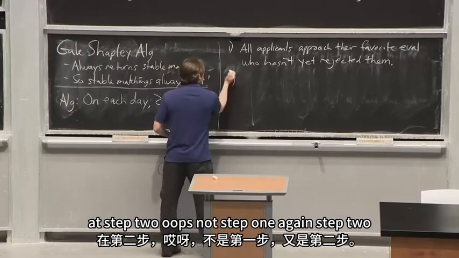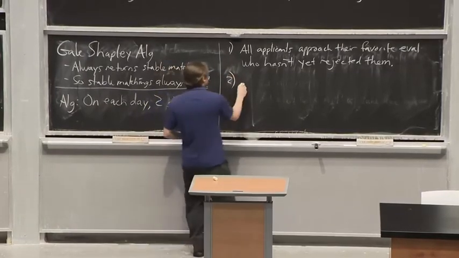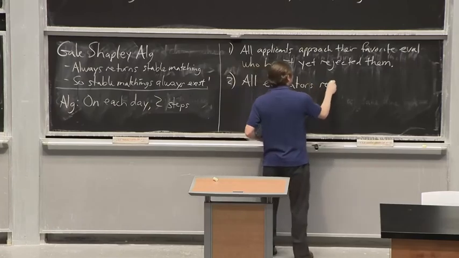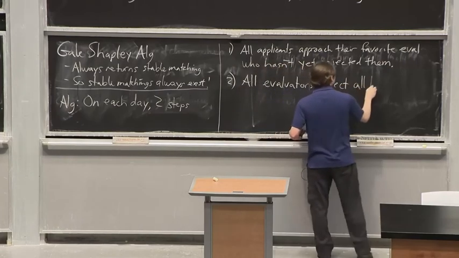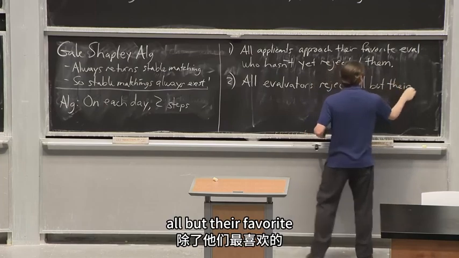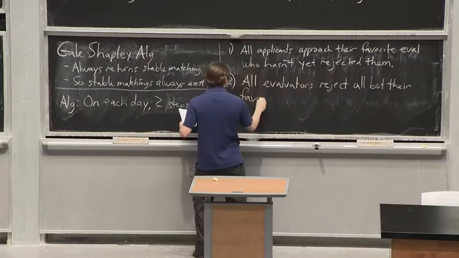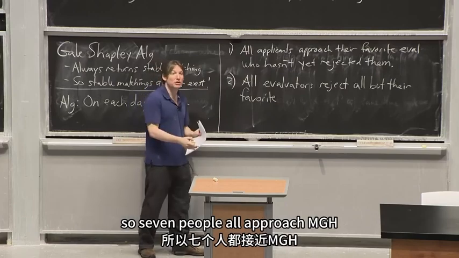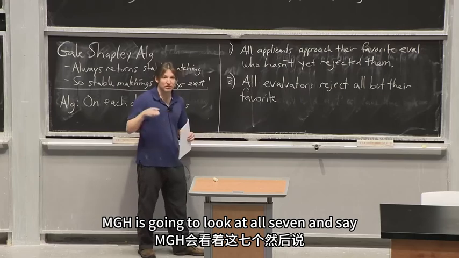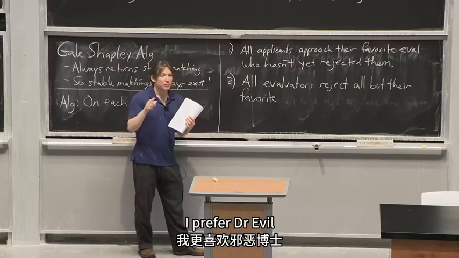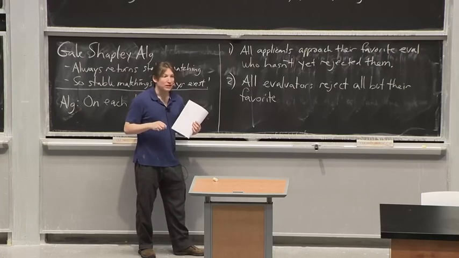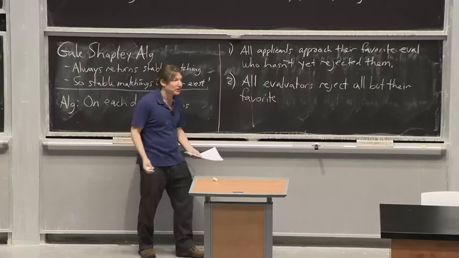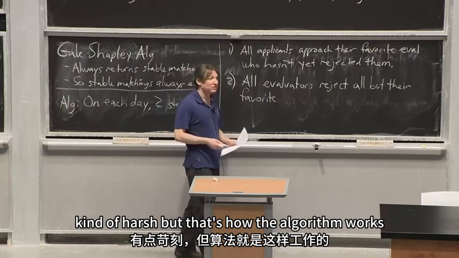Step 2, all evaluators reject all but their favorite that approached them that day. So 7 people all approach MGH. MGH is going to look at all 7 and say, out of the 7 of you, I prefer Dr. Evil. And the other 6, you can leave forever. I never want to see your face again. Kind of harsh, but that's how the algorithm works.